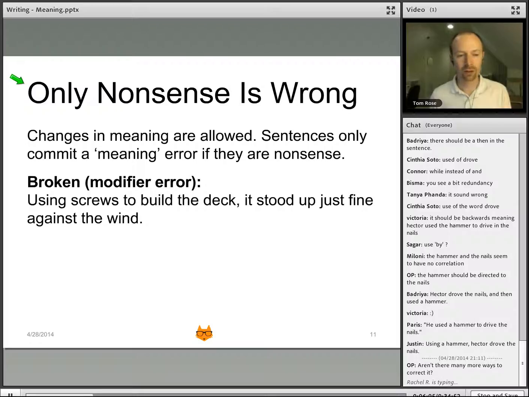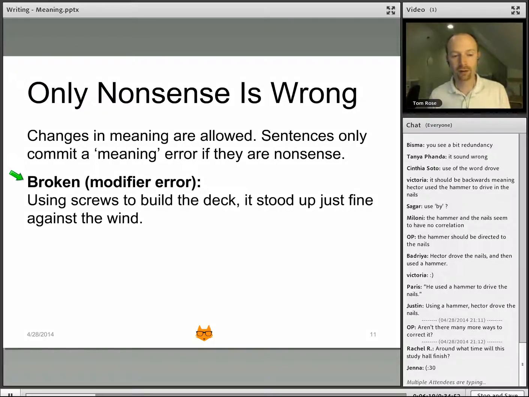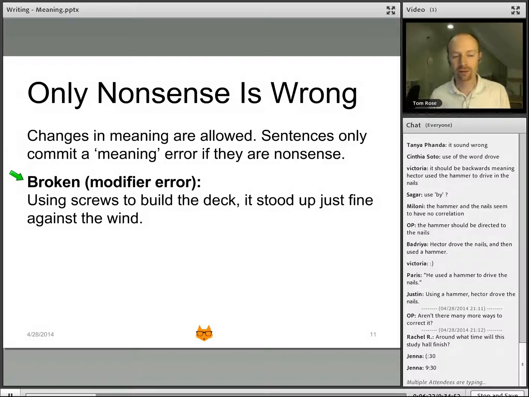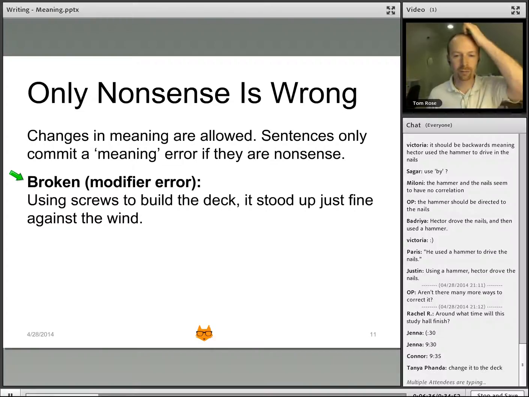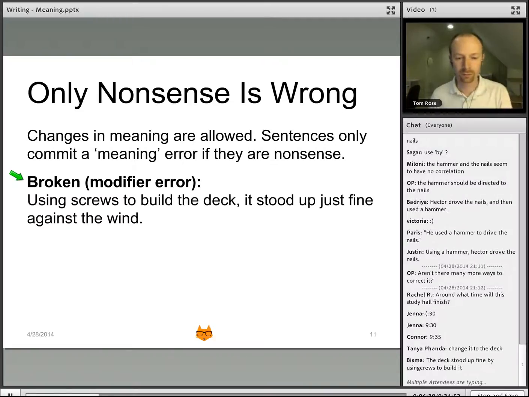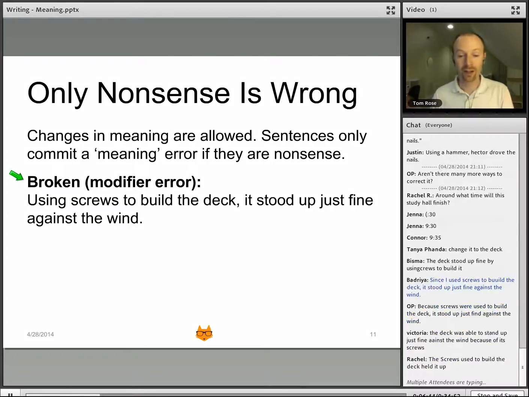Right, so here's an example. This is a modifier error. Using screws to build the deck, it stood up just fine against the wind. How would you fix this modifier error? Anybody have a potential fix for it? Since I used screws to build the deck, it stood up fine against the wind.